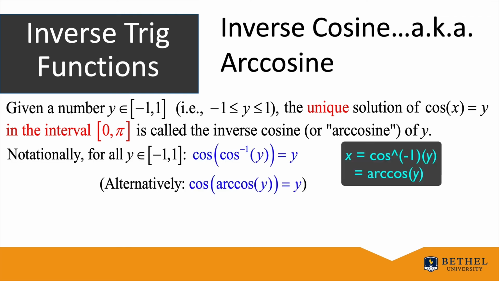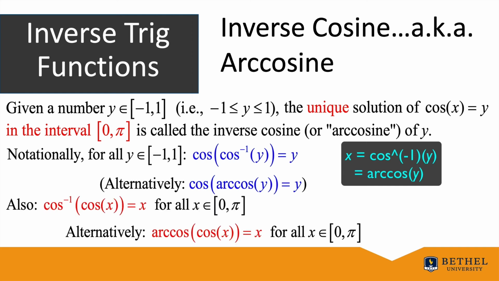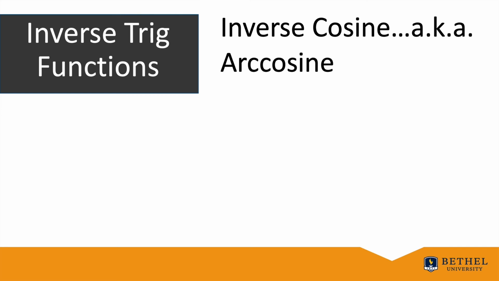Notationally, for all y between -1 and 1, cosine of inverse cosine of y equals y. That -1 that you see is not a power. It indicates the inverse cosine function. Alternatively, cosine of arccosine of y equals y. It's also the case that inverse cosine of cosine of x equals x for all x between 0 and pi. Why? Because x is the unique number between 0 and pi such that cosine of x equals cosine of x. That really is the reason. These equations do indeed imply that cosine and inverse cosine are inverse functions.